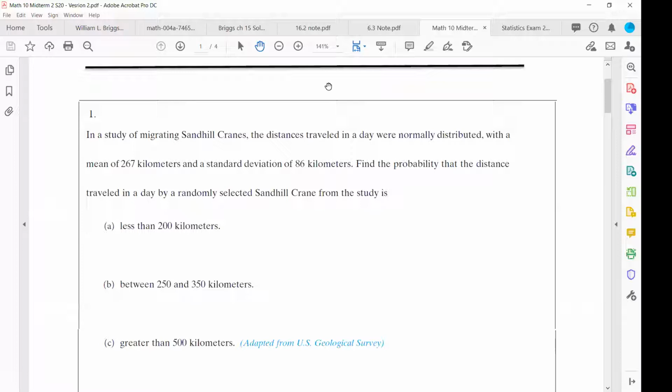Professor, I think we're in PDF, so. And C, greater than 500. Okay, I wrote this information on the board. Let me share the board with you.